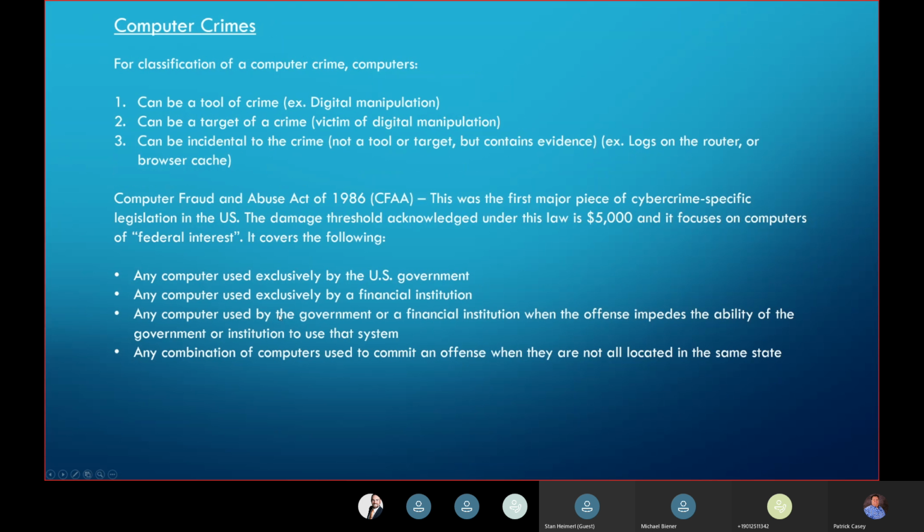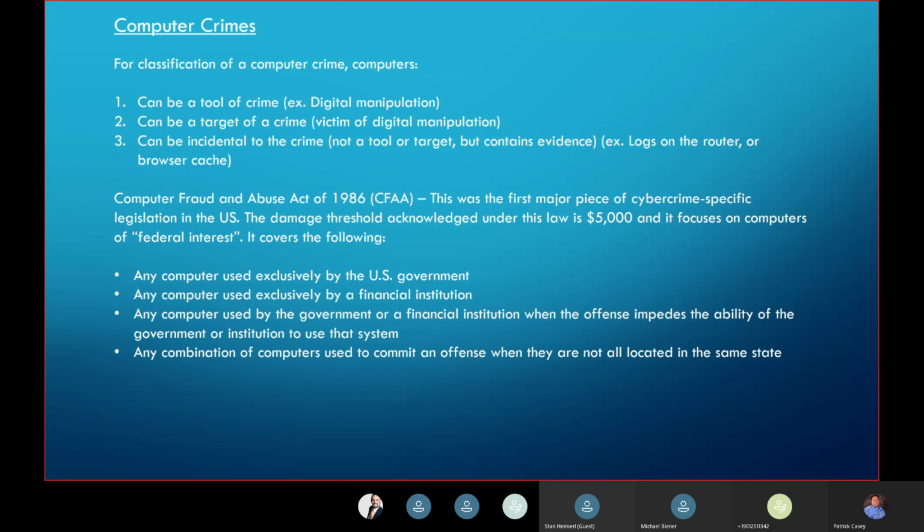Computer crimes. For classification of computer crime, computers can be a tool of a crime, such as digital manipulation, can be a target of a crime, a victim of digital manipulation, or can be incidental to the crime, such as holding logs, as it says at the bottom: logs, routers, or browser cache. You can see a lot of these things, right?